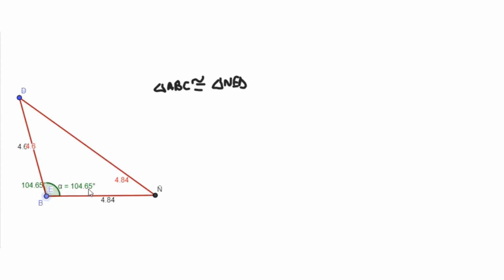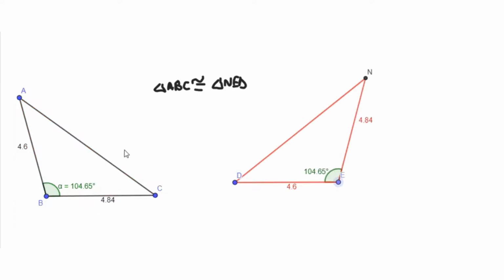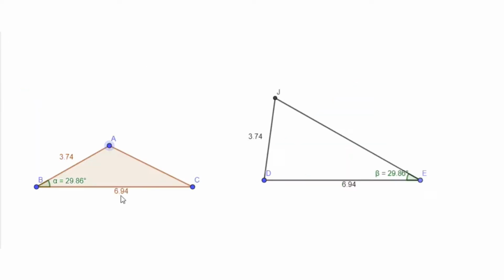So that means every triangle which has got two sides equal and the included angle equal between them will always be congruent to each other. But what happens when we have got two sides equal? So here we have got two triangles, 3.74, 3.74 is one of the sides, 6.94, 6.94 is the other side in both the triangles. One angle is 29.86 degrees, one angle is 29.86 degrees. But do they look congruent? No, one seems bigger than the other, even though two sides and one angle is the same.